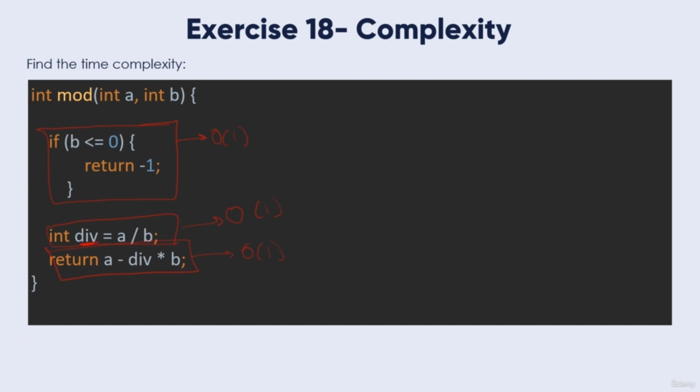We are just making a subtraction operation and a product operation of constants. So a minus div times b will return the modulus. This is O of 1, O of 1, and O of 1. This will result in O of 1.